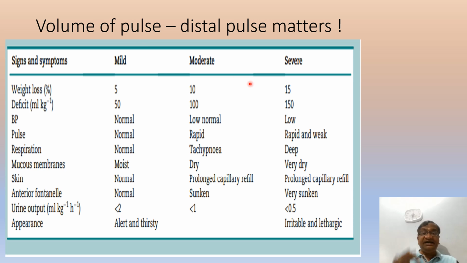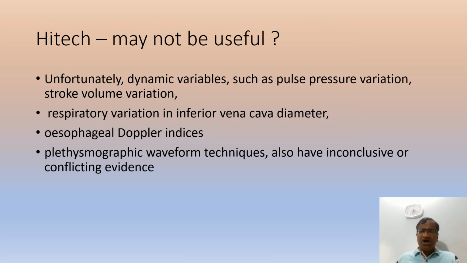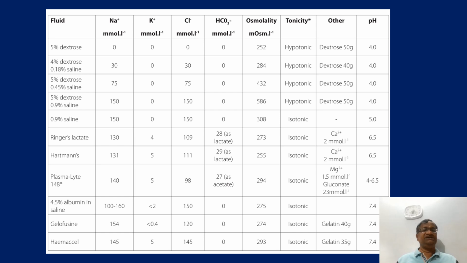So volume of pulse and distal pulse matters. Now we have weight loss, deficit, BP, pulse, respiration, skin texture, sunken anterior fontanelle. All these things we know. Appearance, urine output. All these things we know because these are given in textbooks, even for diarrhea, burns, everything. So it is about dehydration. High-tech methods like pulse pressure variation, transesophageal Doppler indices have inconclusive or conflicting evidence.